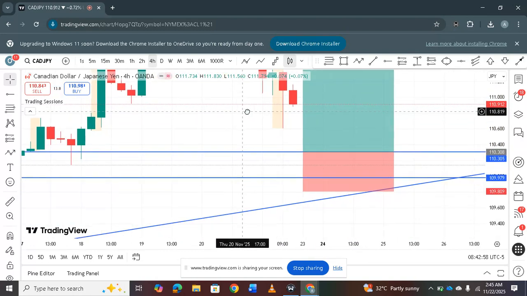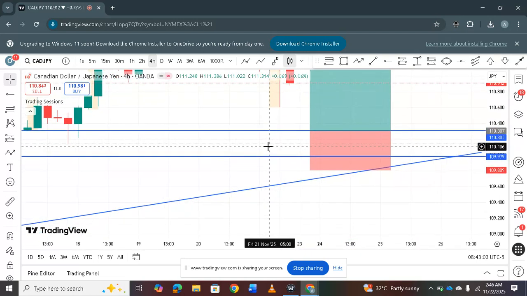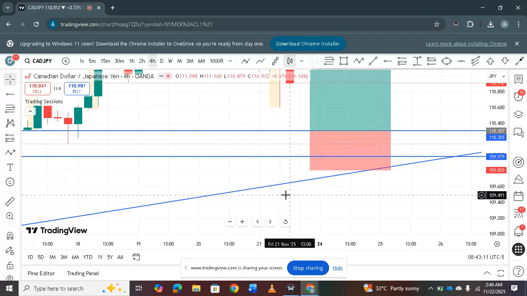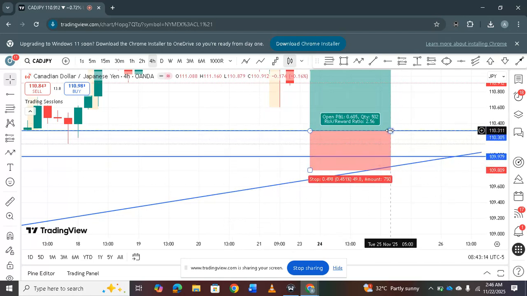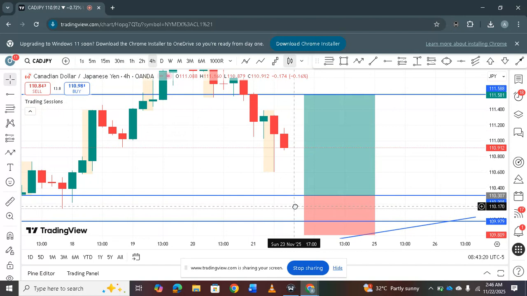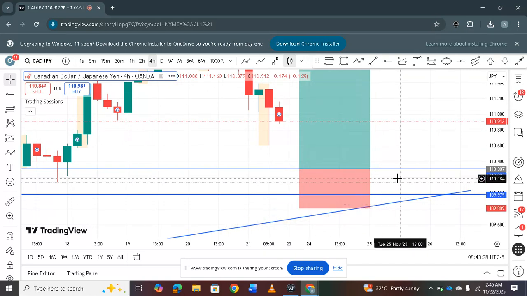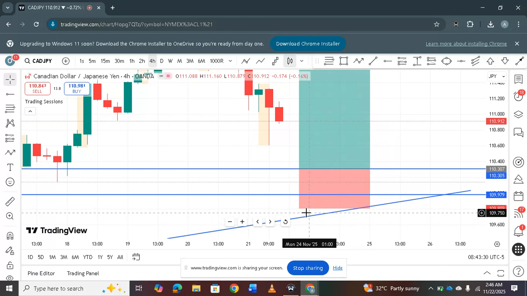Right here, so it's simple. Just wait for price to come down into the 50%, and we want to see how price is going to react on this area before we jump in on that buy. And our take profit on this is going to be 111. So I'll be writing out the stop loss and take profit.